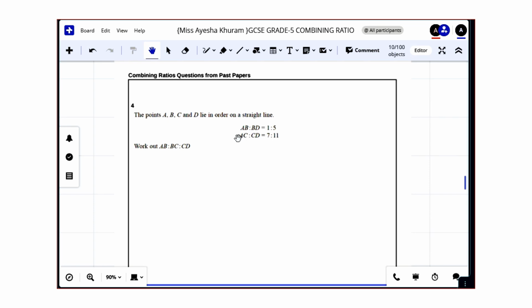All right, question number 4 says that the points A, B, C, and D lie in order in a straight line. They give me ratios: AB to BD is 1 to 5, and AC to CD is 7 to 11.